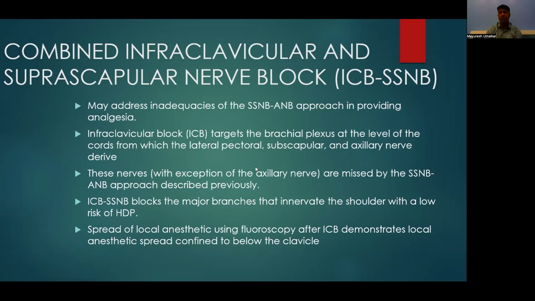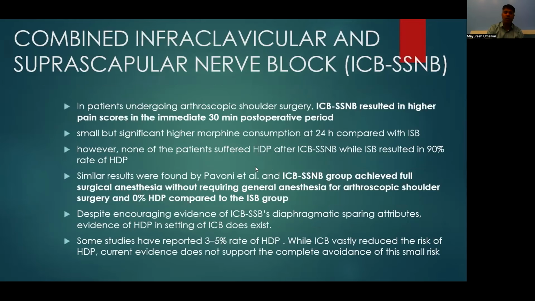Infraclavicular block, as we know, targets the brachial plexus at the level of the cords from which the lateral pectoral, subscapular, and axillary nerves derive. These nerves are missed by the suprascapular nerve block and axillary nerve block approach. So with the infraclavicular block, we are blocking all the cords, and also the suprascapular nerve, and the spread of local anesthetic is also confined to below the clavicle.